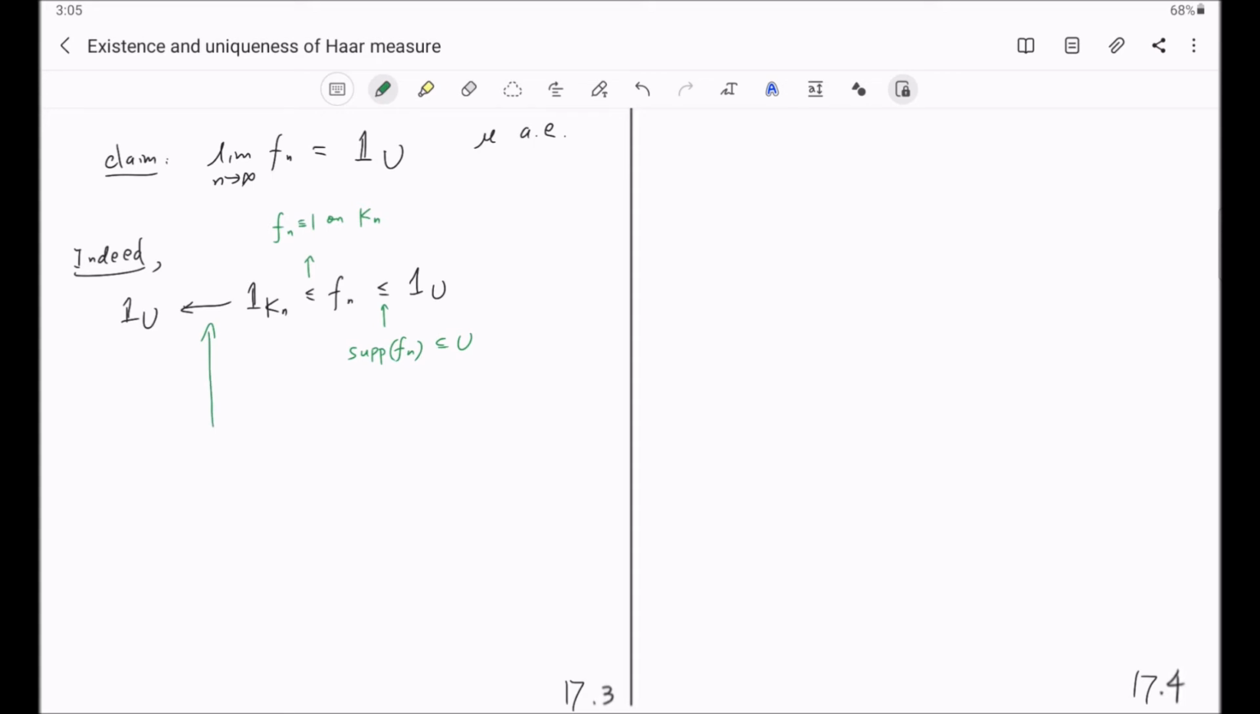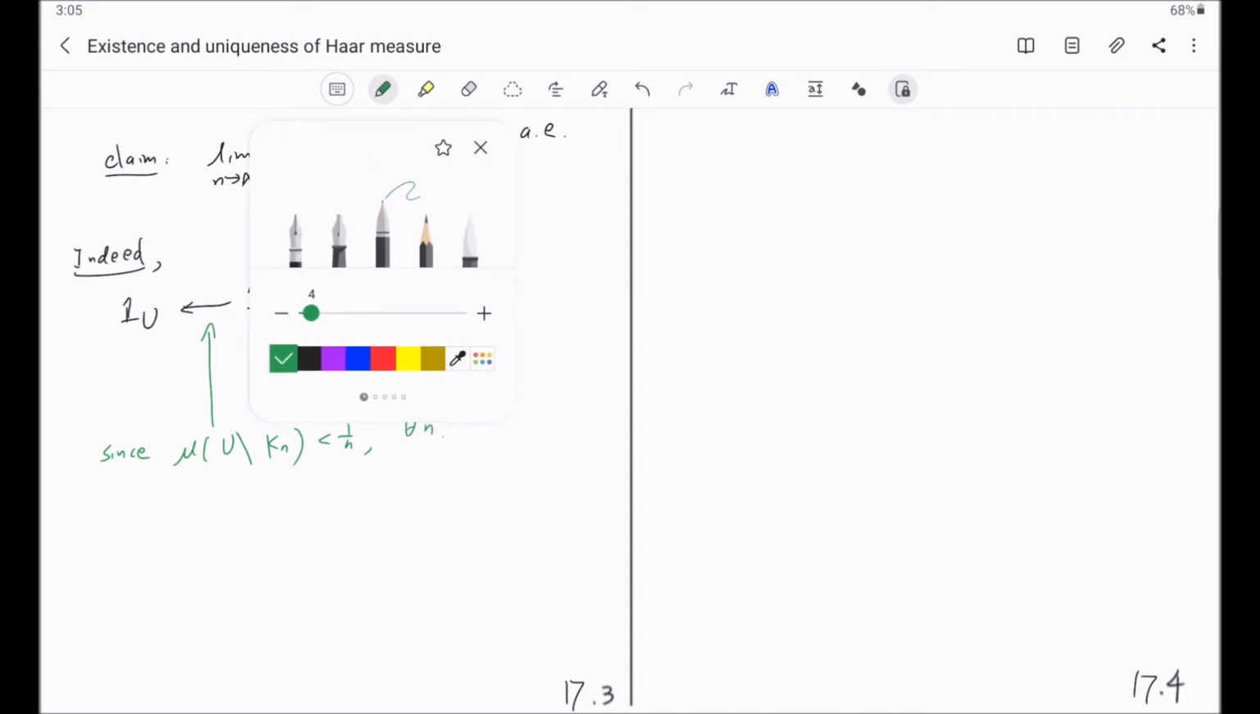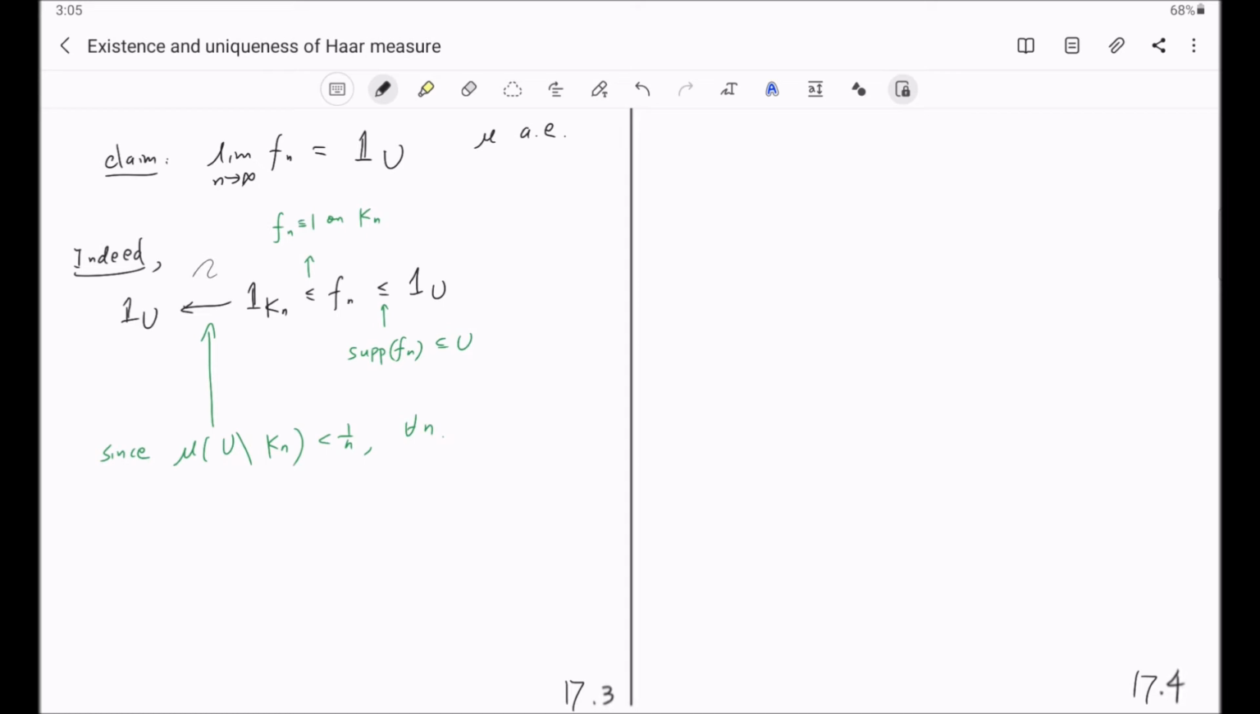And we have this approximation as n goes to infinity, because mu of U minus Kn by our construction is less than 1 over n for any n. And of course, you should think of this as mu almost everywhere convergence, as opposed to pointwise convergence. But that's enough for applying the monotone convergence theorem.